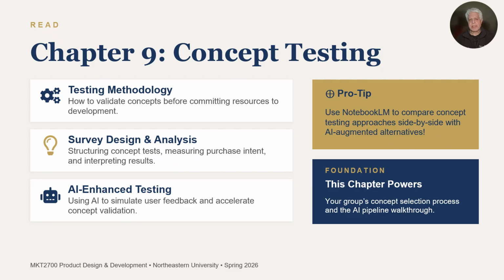And here's where it gets interesting. We're going to layer AI on top of traditional methods. So you'll see that you can use AI to simulate user feedback, generate concept variations, and even pre-test messaging before you go out to real customers. Pro tip here. Load this chapter into Notebook LM alongside the AI pipeline materials from last week. These connections will be very, very helpful for you to be able to pull it up in a flash.